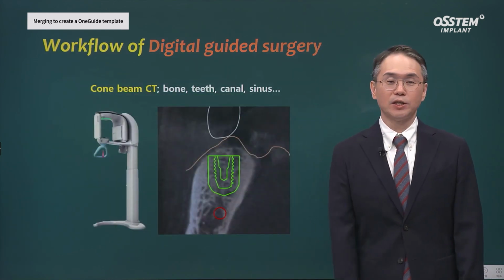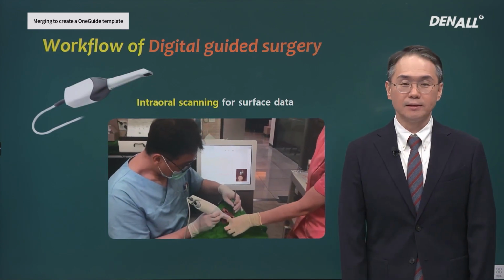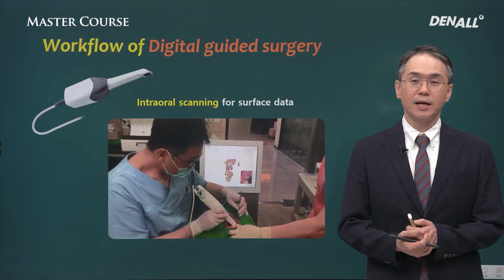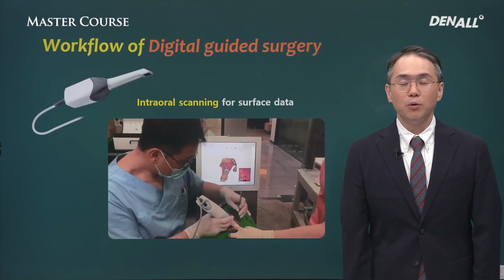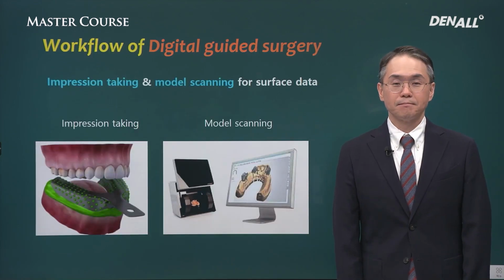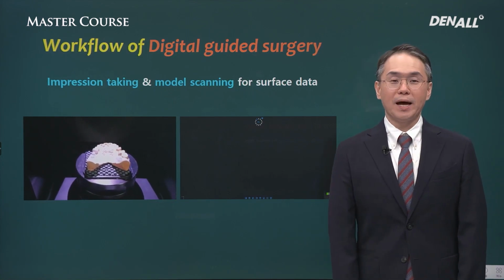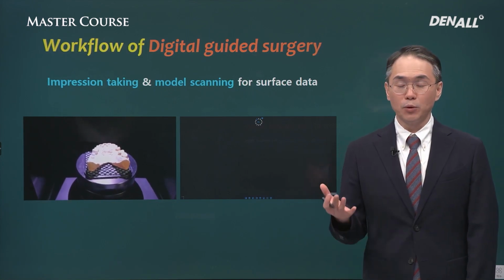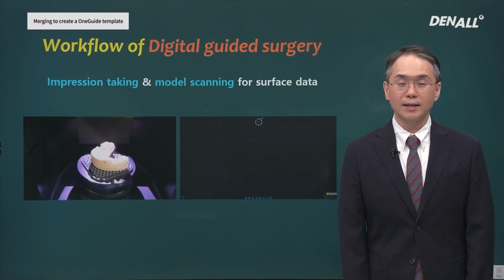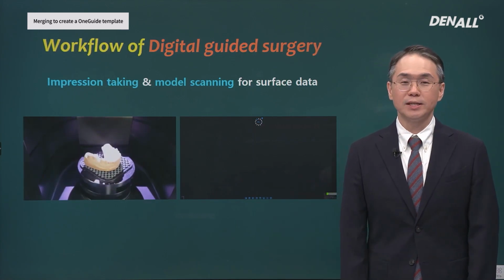CT needs to be taken first, followed by impression taking if you don't have an intraoral scanner. You take an impression, make a model, and you use a model scanner to get surface scan data. Model scanning can be a very accurate and good method, but it needs to be delivered to the OneGuide Center via parcel delivery. If you do intraoral scanning, data can be sent right away. That is a benefit.